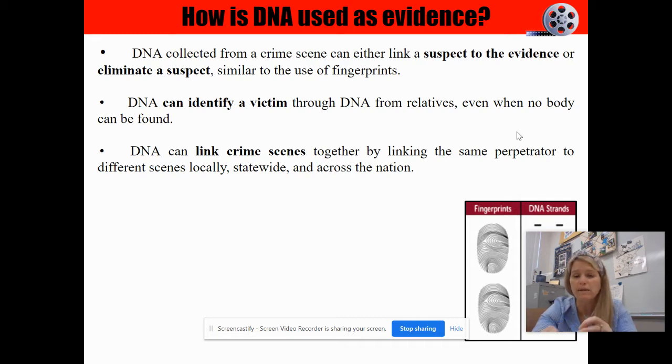So they use DNA in that respect. The other way that they do it is they're trying to link more than one crime scene to each other, right? So you get DNA from this crime scene and then you see, oh, this guy was a part of that crime as well. And that's how it's linked. So that's another way that we can use it.